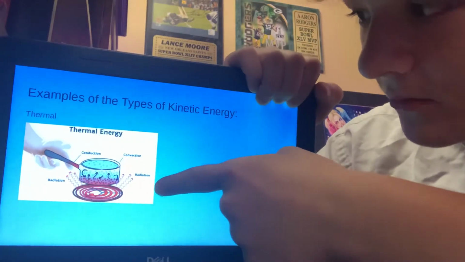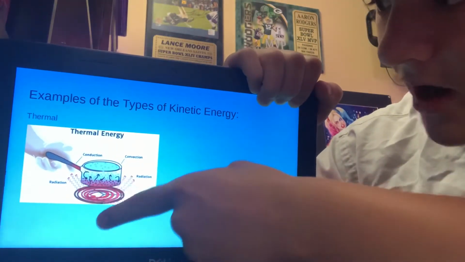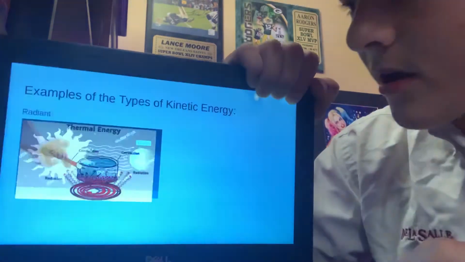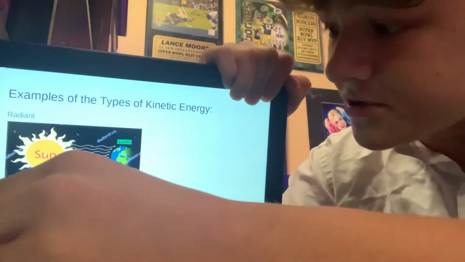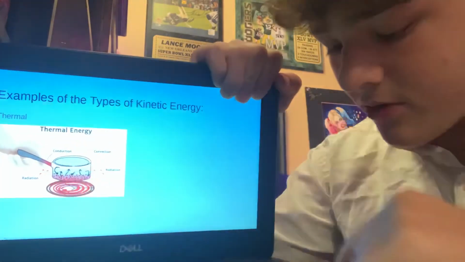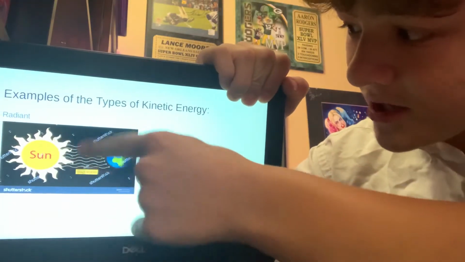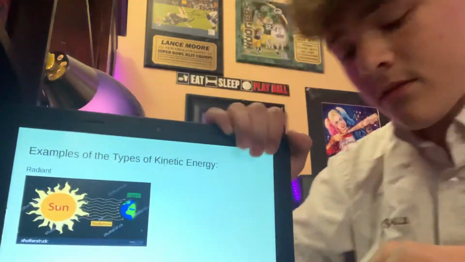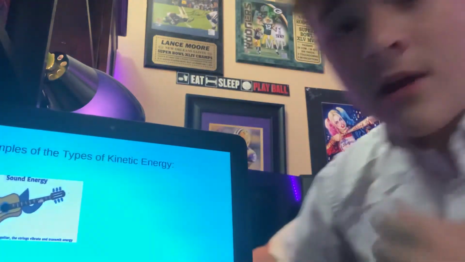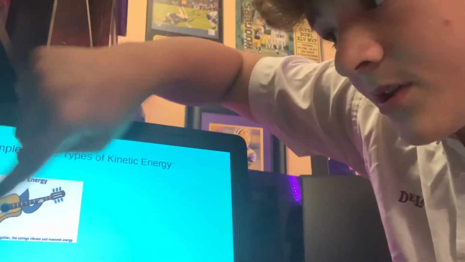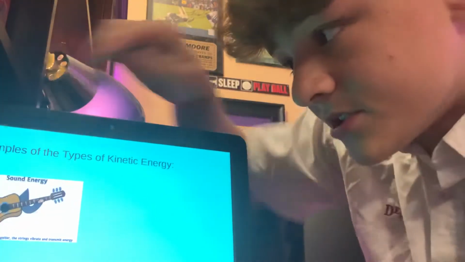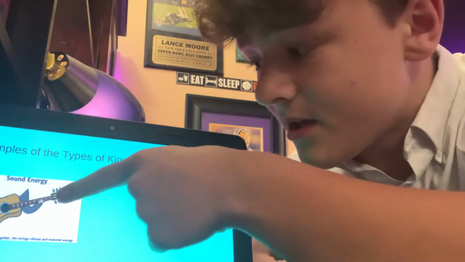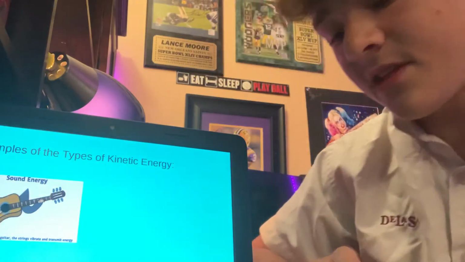And then here you have thermal energy. Right here you can see it traveling, which causes warmth, which causes it to cook. And then here you have radiant energy, which is kind of like thermal, except it travels through radiation waves. An example of that could be the sun, and then the waves going to Earth. And then here you have sound, where you'd be using mechanical energy to play the guitar, but what comes from the guitar would be sound waves, which is a type of kinetic energy.